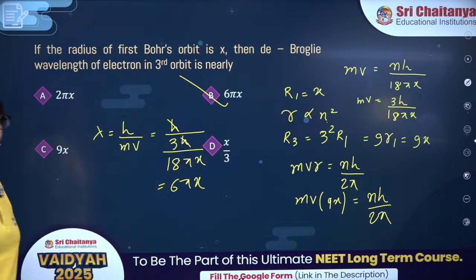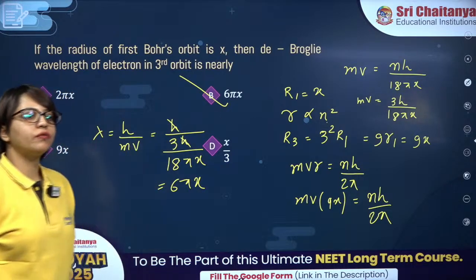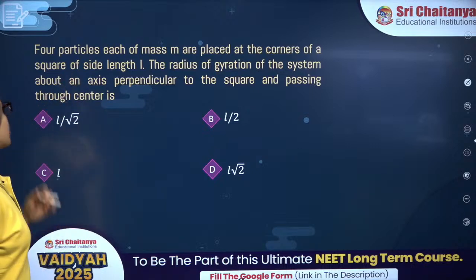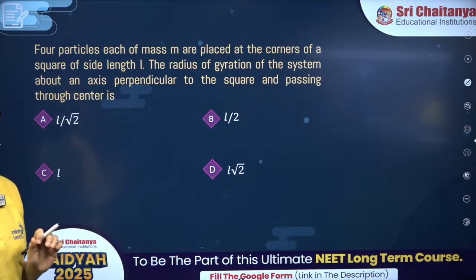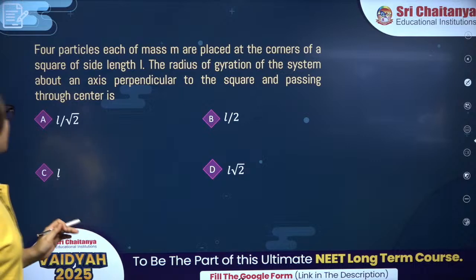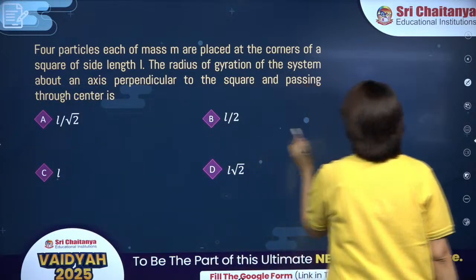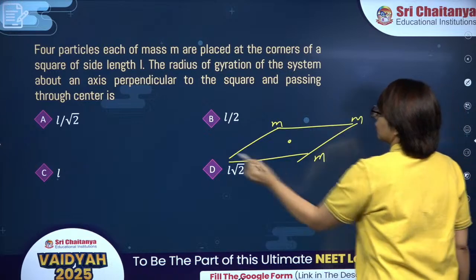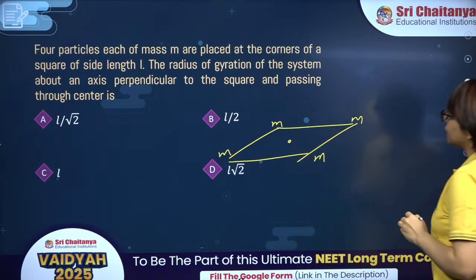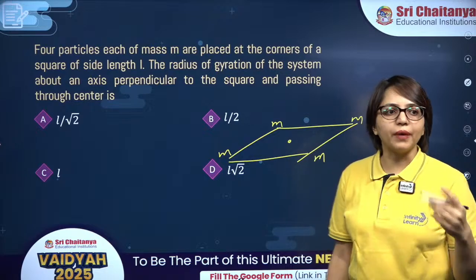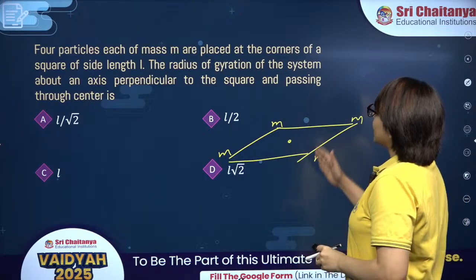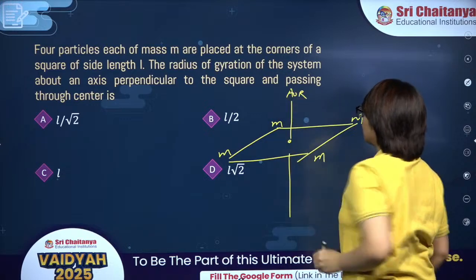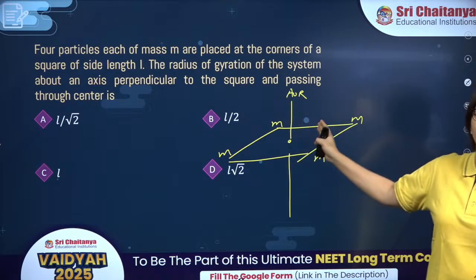Good job everyone. Alright, so this is another very good question from modern physics. Next is this one. This is from rotational motion. 4 particles each of mass m are placed at the corners of a square of side length L, like this. The radius of gyration of the system about an axis perpendicular to the square and passing through the center is... So this is the axis of rotation we are considering. So we have to find the radius of gyration of this system about this axis.